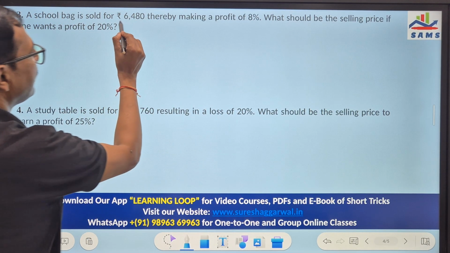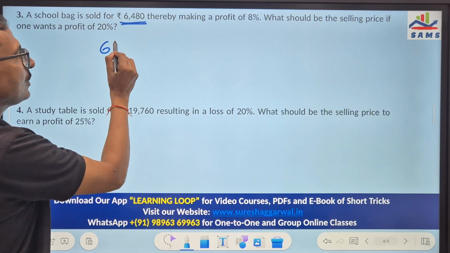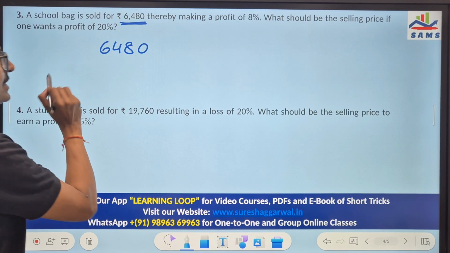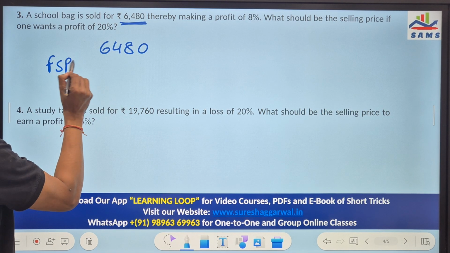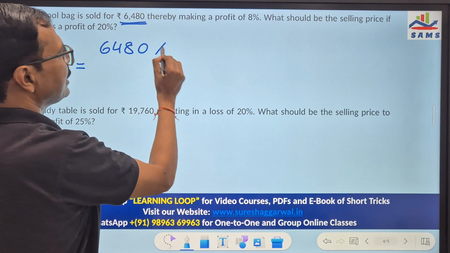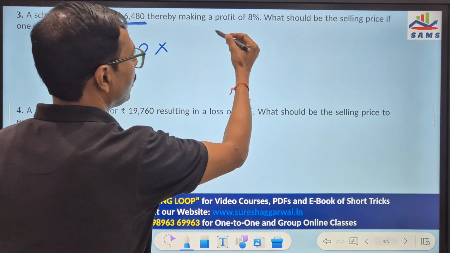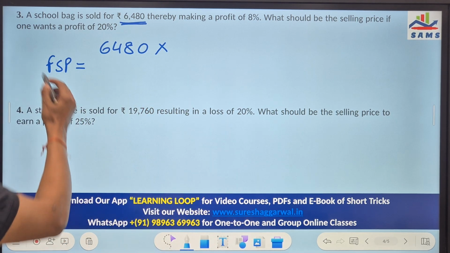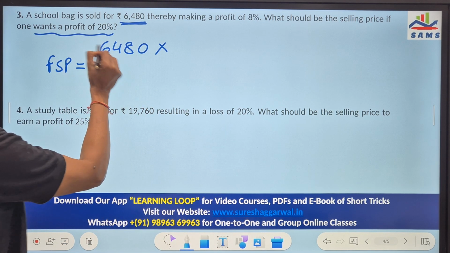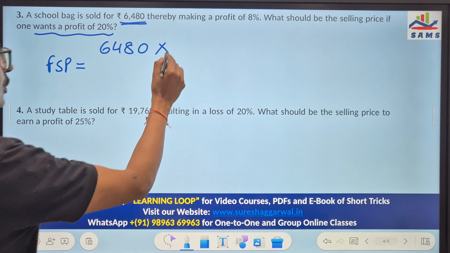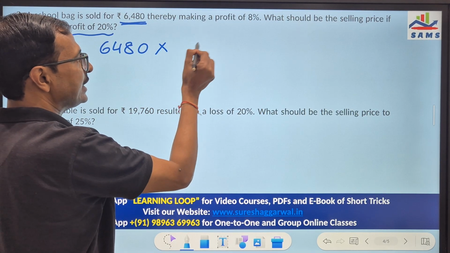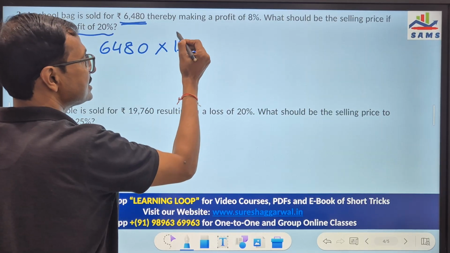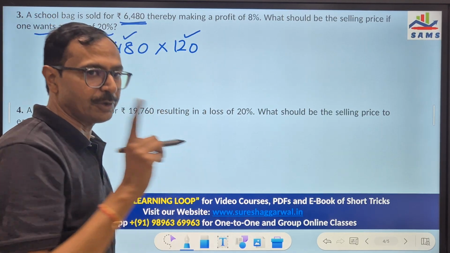Here you have a bag costing 6480. Now this is the original selling price. So if I want to find the FSP, the final selling price, I have to multiply it by 100 plus what is the first thing and what should be the final profit. It wants a profit of 20%. So what are we going to do? We are going to do 100 plus 20%, that is 120. This is final selling price and final profit, okay?